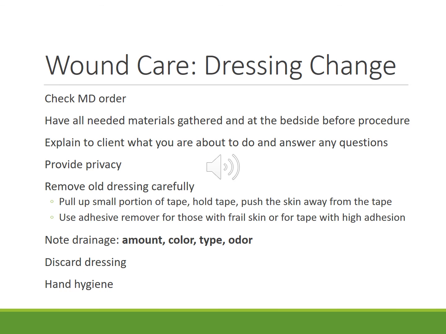We're going to note, when we take that dressing off, the amount of drainage we have, the color, what type, is it sanguinous, serosanguinous, serous, and if it has any odor. We're going to try to remove it so that the patient doesn't necessarily see that drainage. We're going to discard that dressing. We are going to wear gloves while we're doing this. And once we've got that dressing removed, we can take those gloves off. We're going to perform hand hygiene and then perform a clean dressing or a sterile dressing change.